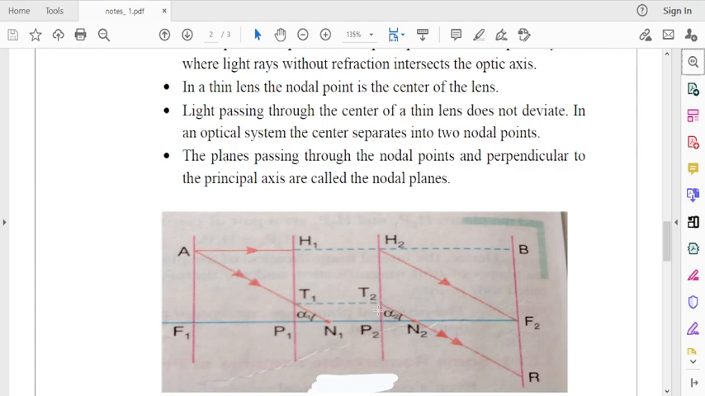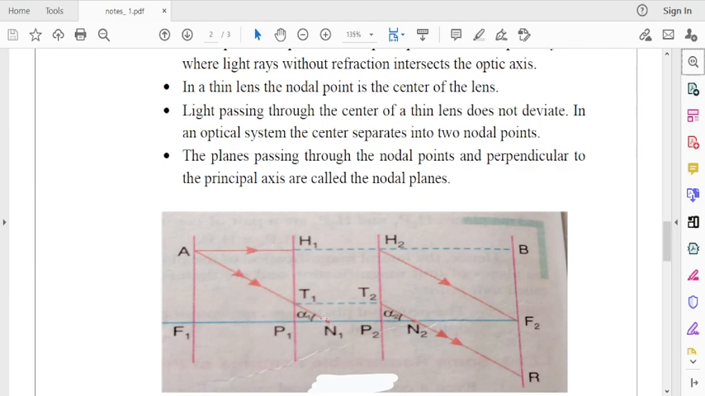In an optical system, the center separates into 2 nodal points. These are the 2 nodal points N1 and N2. The planes passing through the nodal points N1 and N2, which are perpendicular to the principal axis, are called the nodal planes.